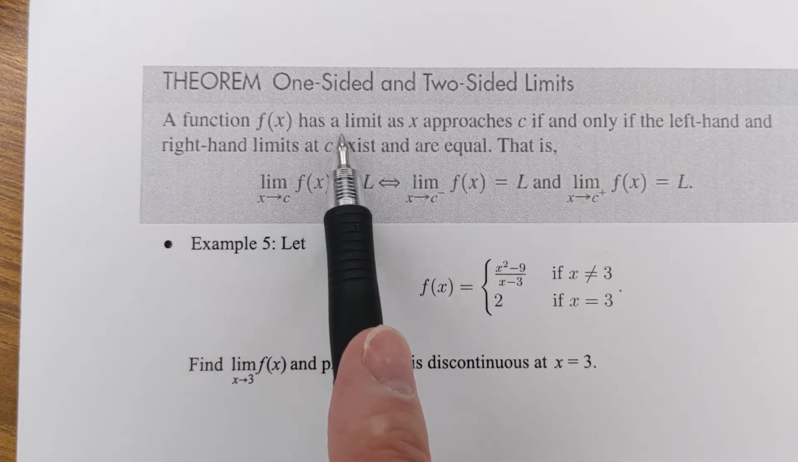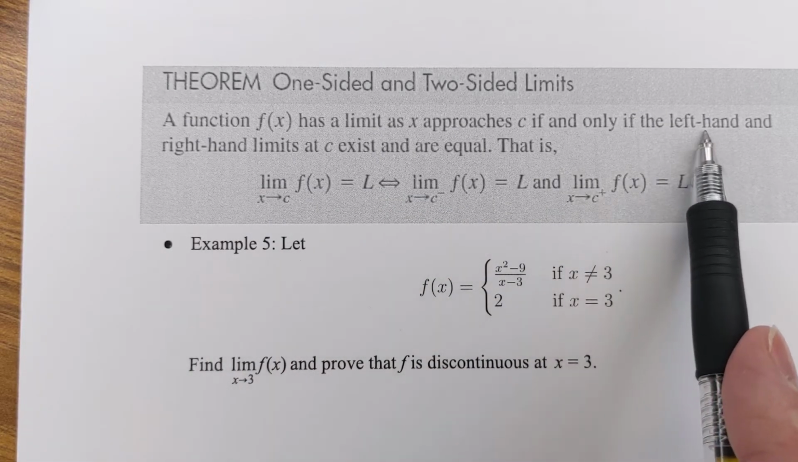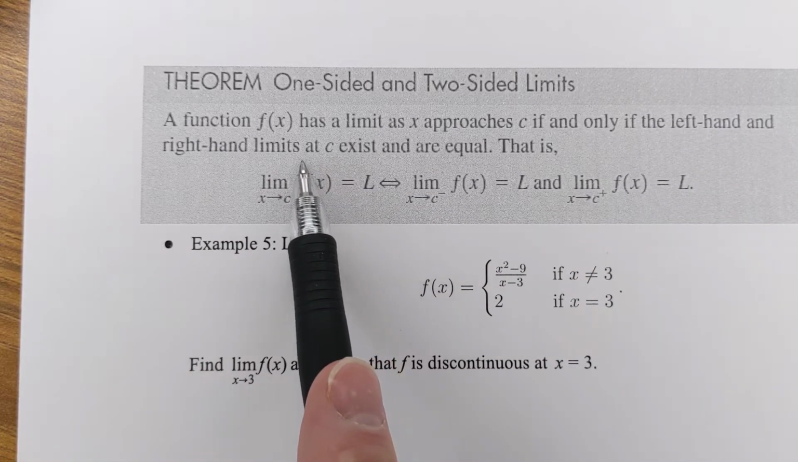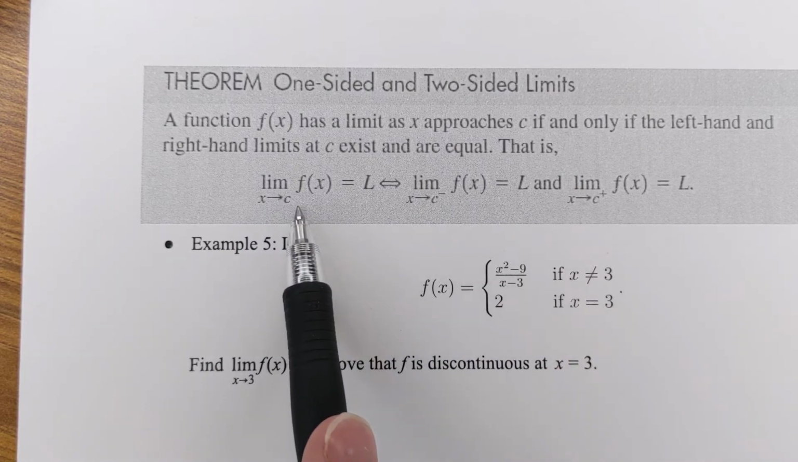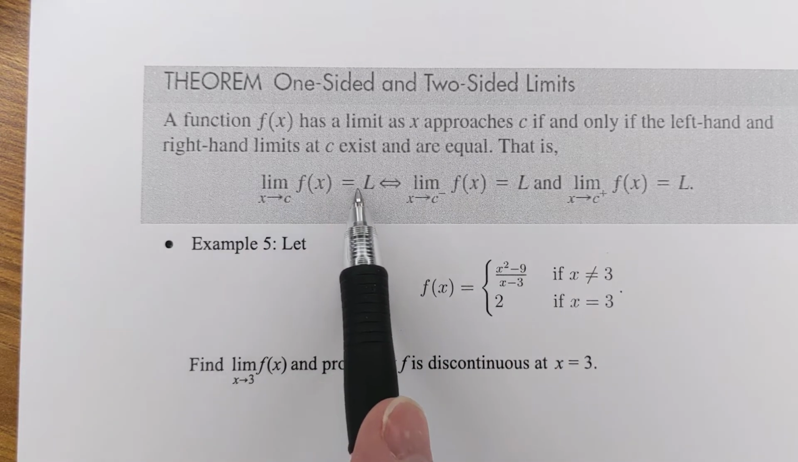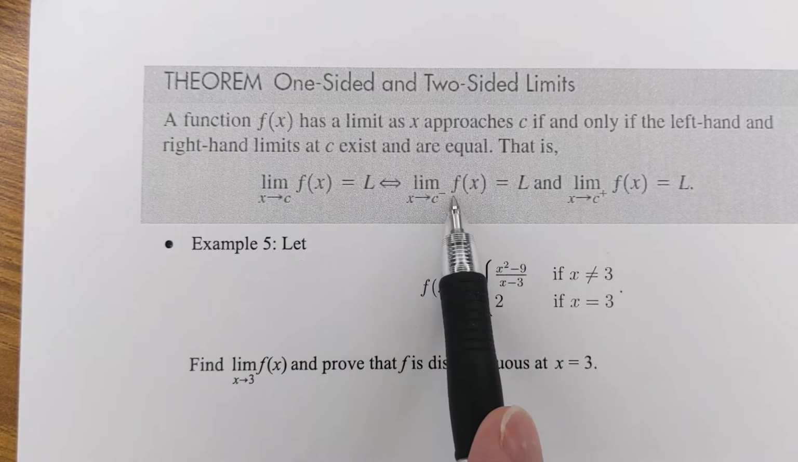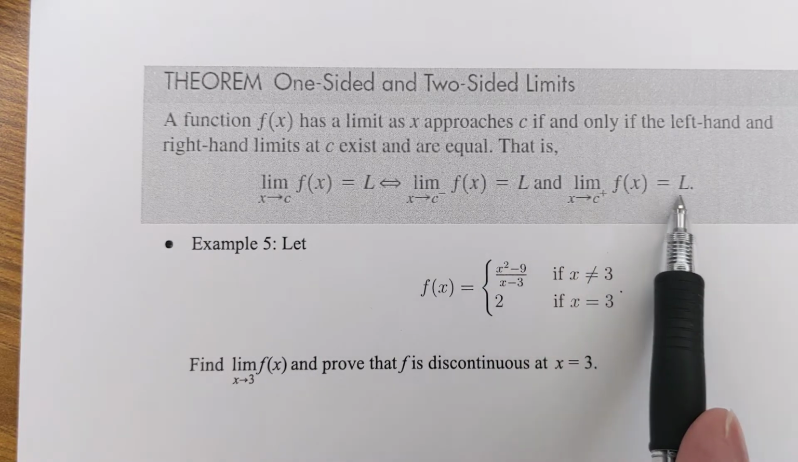All right, one-sided and two-sided limits. A function f of x has a limit as x approaches c if and only if the left-hand and right-hand limits at c exist and are equal. That is, the limit as x approaches c equals L if and only if the left-hand limit equals L and the right-hand limit equals L.